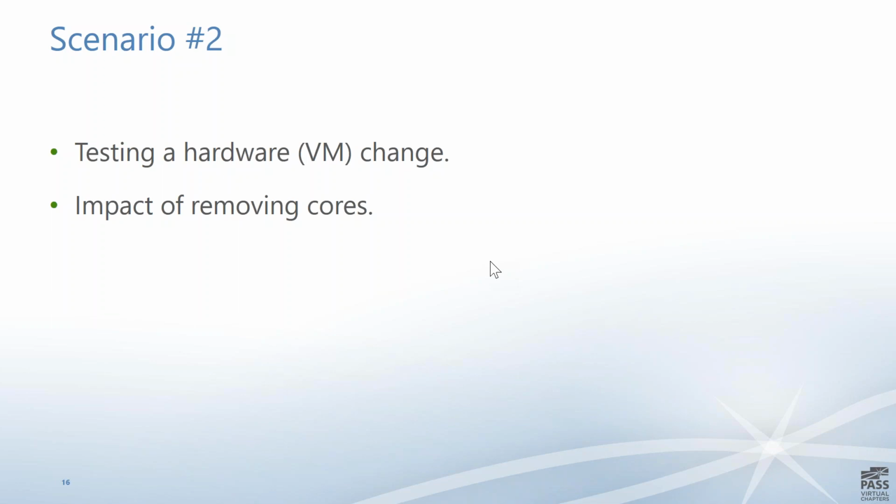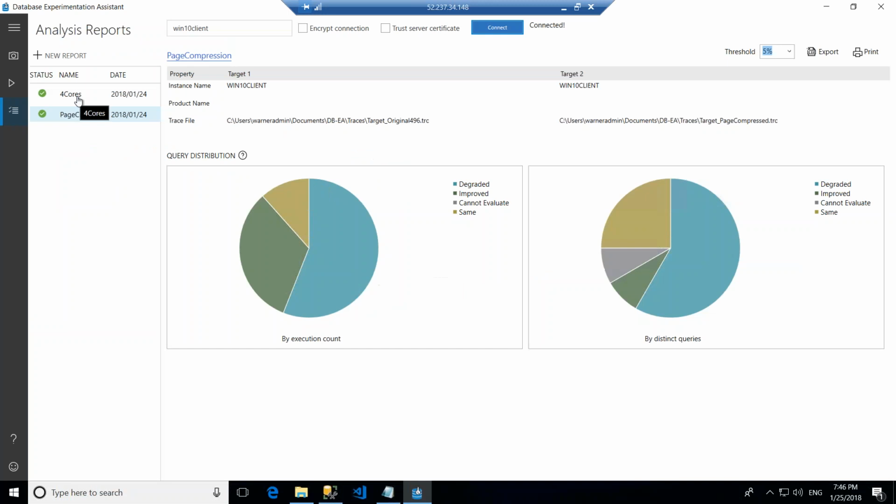So it's a good tool to prove what the impact is going to be if resources are changed, right? In this case, I actually moved from 8 cores to 4 cores, okay? So let me go back here. Once you have the reports, it's really easy to switch back and forth between them.